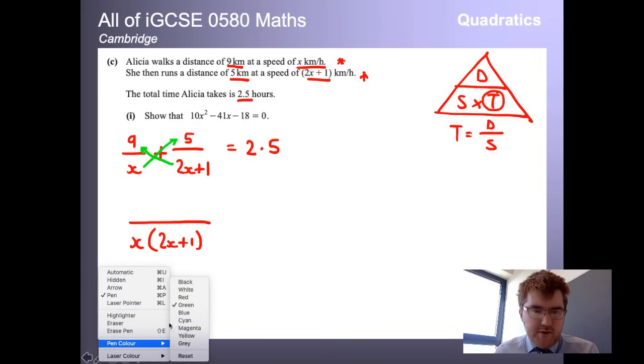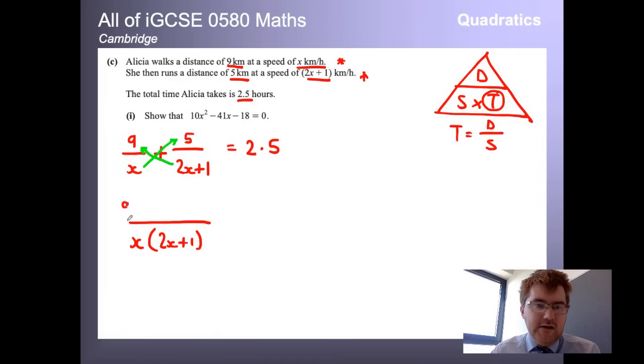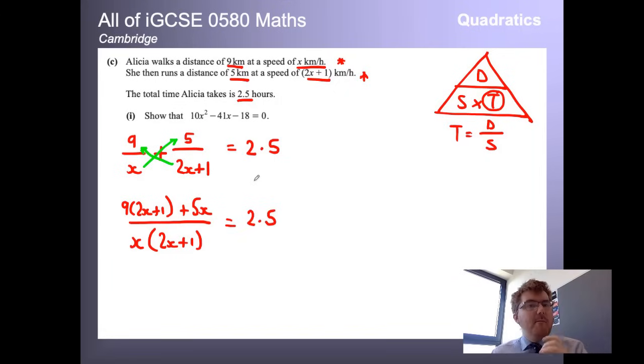If we do that, we get the following calculation: 9 lots of 2x plus 1 plus, well, 5 times x is just 5x, and that's equal to 2.5. So we're making progress here. We're just going to be very patient and take our time. So what we're going to do now is remove the denominator.